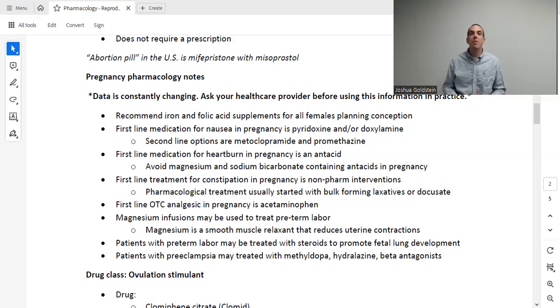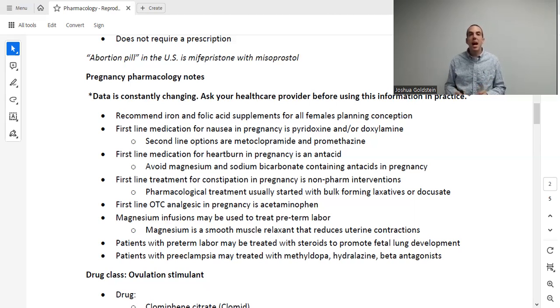Let's go through a few generic concepts in terms of medication administration. First of all, if a patient's planning to become pregnant, they should be recommended to take iron and folic acid. Iron, remember, the medical term you're probably going to see on tests is going to be ferrous sulfate. And they should start taking this as soon as they're trying to conceive. We don't tell them to wait till they become pregnant. It should be as soon as they're trying to conceive.